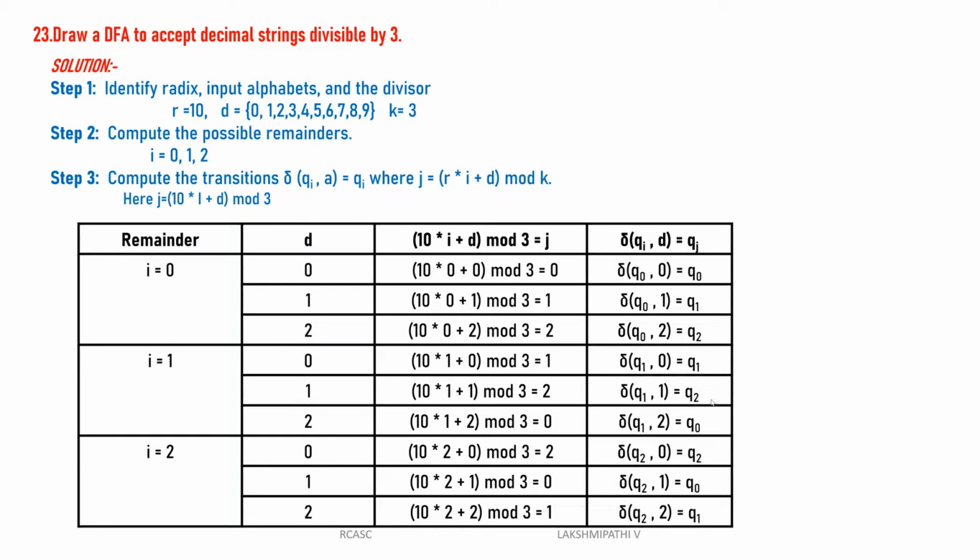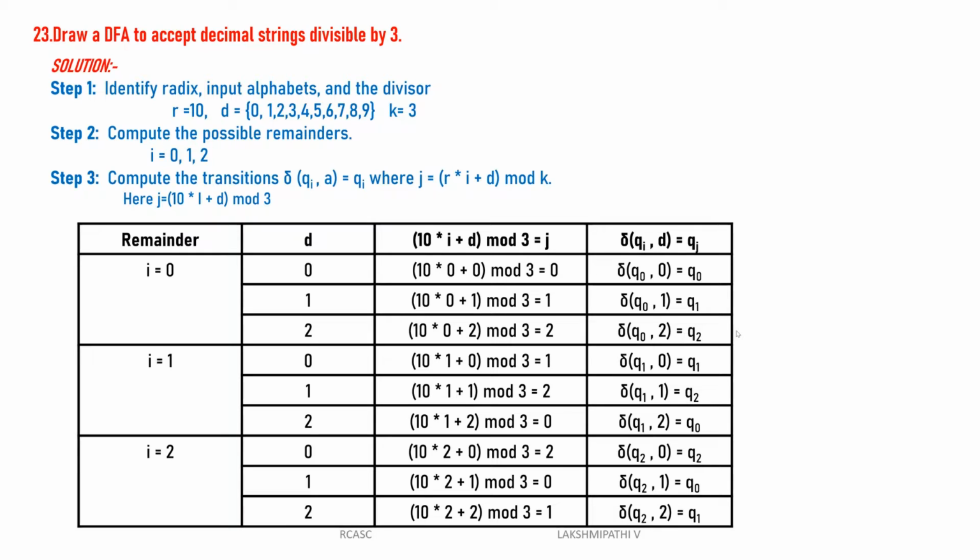The transition from 0, 3, 6, 9 will go to 0 only. Another one is 1, 4, 7 with 1 as the remainder, so the transition from 1, 4, 7 is the transition from 1. Q0 of 0 goes there, Q0 of 3 also goes there, Q0 of 6 also goes there, and Q0 of 9 also goes to that state only. I will tell you that one later.